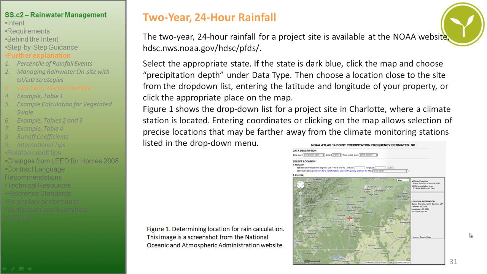Figure 1 shows the drop-down list for a project site in Charlotte, where a climate station is located. Entering coordinates or clicking on the map allows selection of precise locations that may be farther away from the climate monitoring stations listed in the drop-down menu. Figure 1, determining location for rain calculation. This image is a screenshot from the National Oceanic and Atmospheric Administration website.